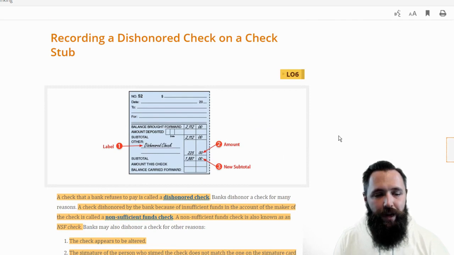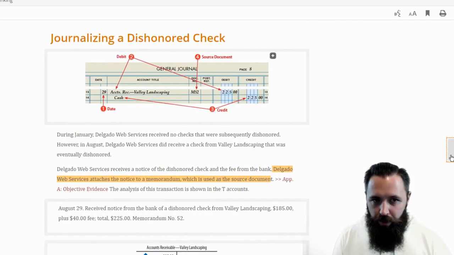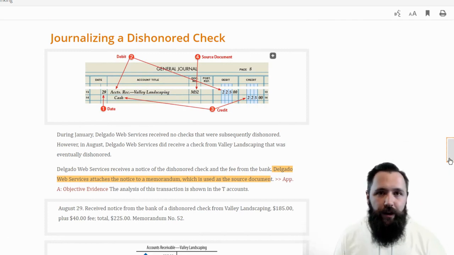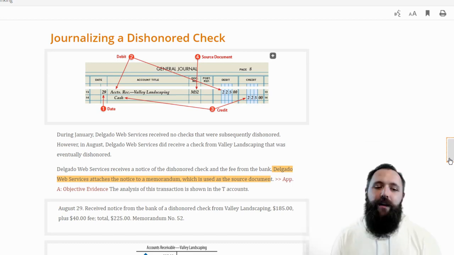That's how we record it on a check stub. But now, just because we record it on the check stub doesn't mean it's anywhere in our journal. So we need to record this in our journal. Our source document is going to be a memo because a memo is kind of that catch-all where we can write in certain things. We need to write in that this was a dishonored check.